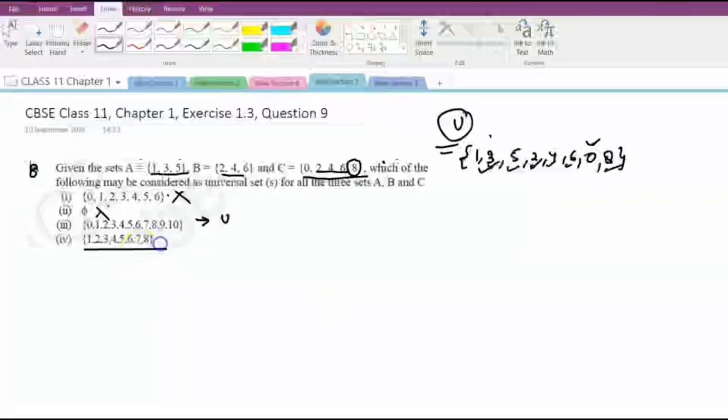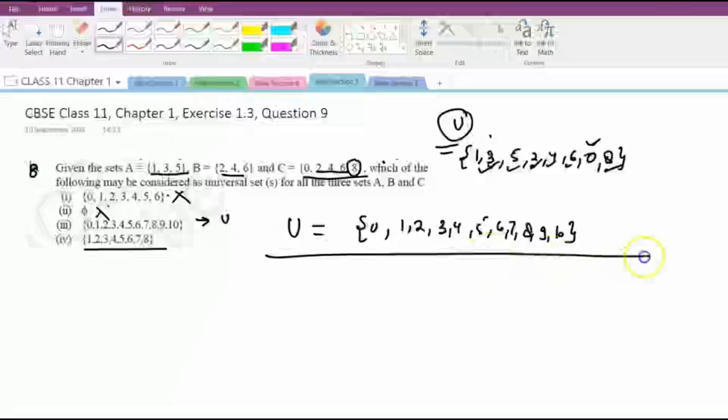As for the last option, 1, 2, 3, 4, 5, 6, 7, 8, it has everything except 0. But a universal set should have everything. And since it does not contain 0, it cannot be a universal set for these three sets. And therefore, we only have one universal set U, which is {0, 1, 2, 3, 4, 5, 6, 7, 8, 9, 10}. This is the universal set for all of these three sets.